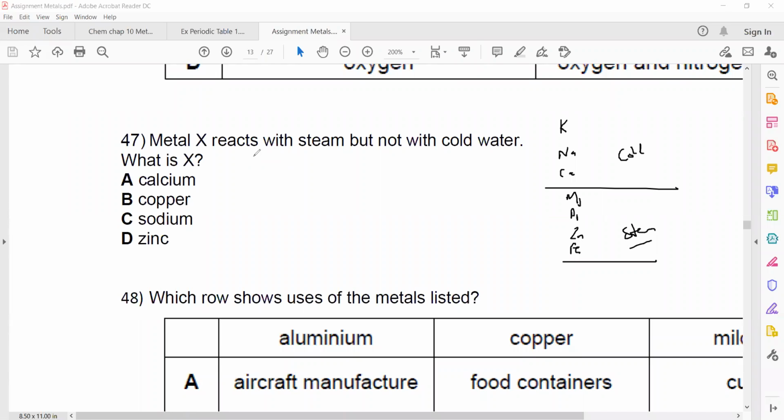So which one is reacting with steam but not with cold water? So D is the right one. This can react with cold water and steam both. This can react with cold water and steam. Copper does not react at all. So you're left with D, which only reacted with steam.